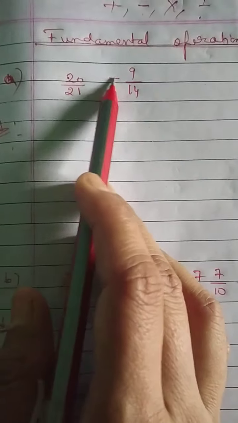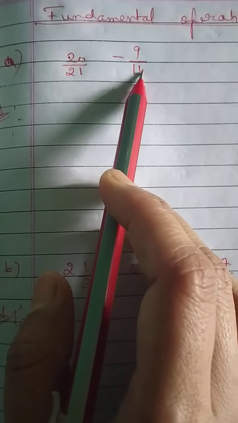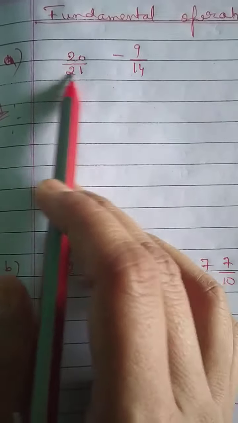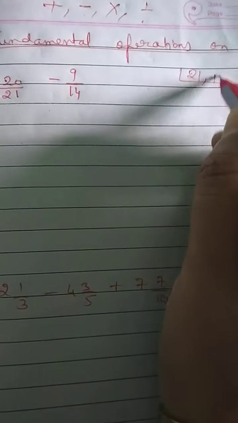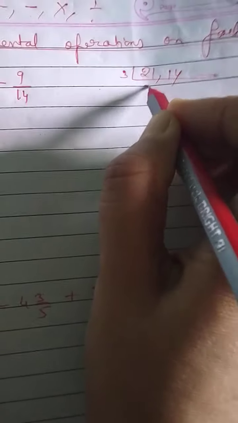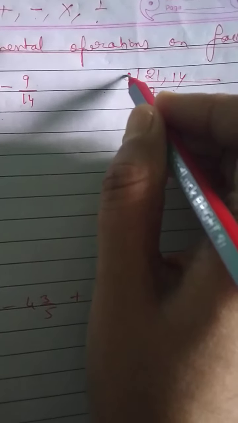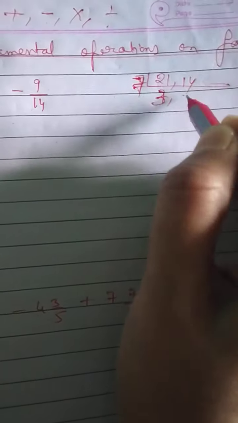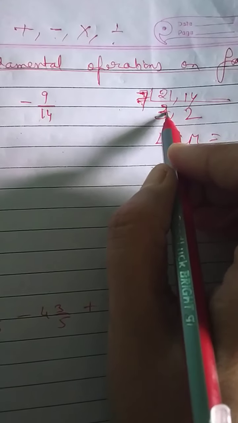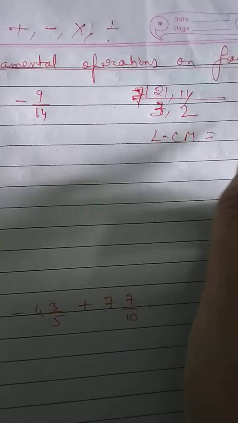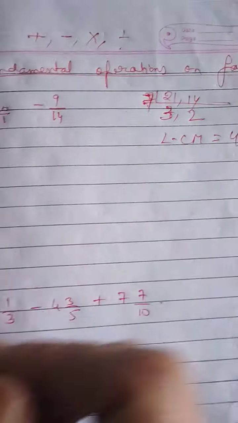Suppose this is minus, you have to subtract these two fractions. First of all we will take the LCM of the denominators. What are the denominators? 21 and 14. Take out the LCM. 7 threes are 21, 7 twos are 14. Now you cannot cancel further. 7 threes are 21, 21 twos are 42. Okay, 42 is the LCM.